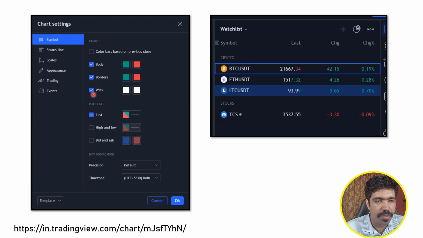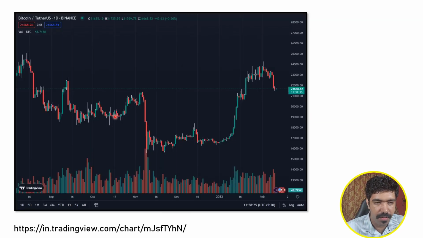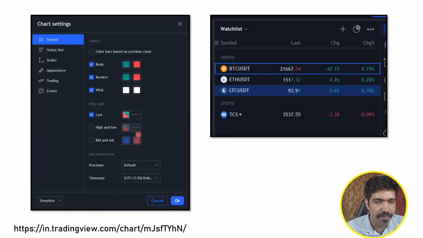So we have body, borders and wick. Body and border are green in color and red in color for bullish and bearish candle respectively, and the wick is shown by white in color. Here you can see that this is the wick portion which is white in color, and the body and the candle is in green for bullish, and the body and the candle itself is red in color for the bearish candle when the market is going down. In both the cases, the wick is shown by white color so that we can have a good appearance of the chart while analyzing our trades.